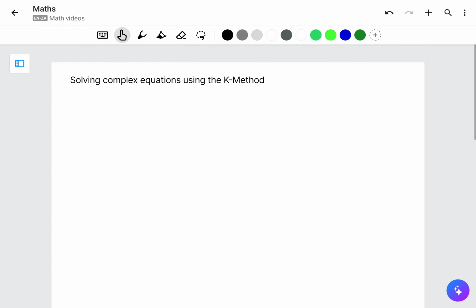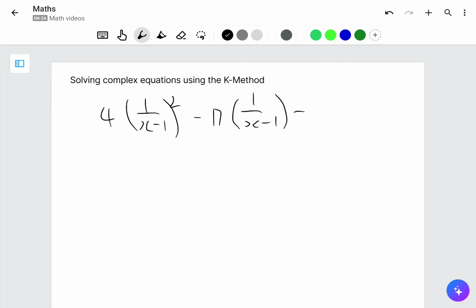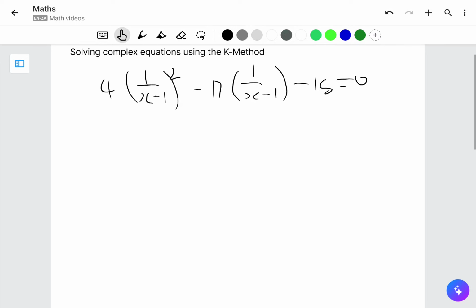Okay, let's have a look at one more. If we say that 4 times (1 over x minus 1) squared minus 17 times (1 over x minus 1) minus 15 equals 0. This looks a bit more complicated. However, it is exactly the same process as we just undertook.